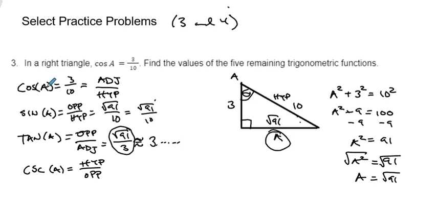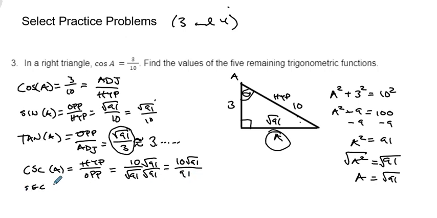I screwed up and started doing that, but that would be secant, right? So we want to do cosecant first. Our hypotenuse is 10, and our opposite is the square root of 91, and we have to rationalize our denominator, right? So you get 91 on the bottom, and then 10 times the square root of 91. All right, so that's that.